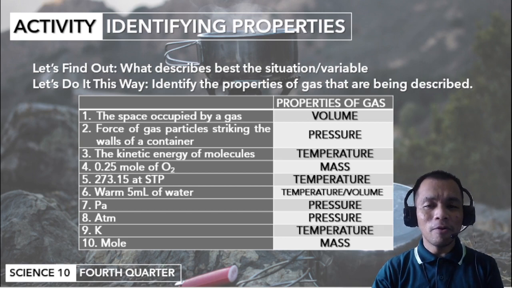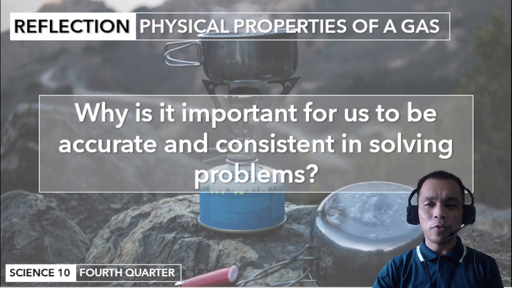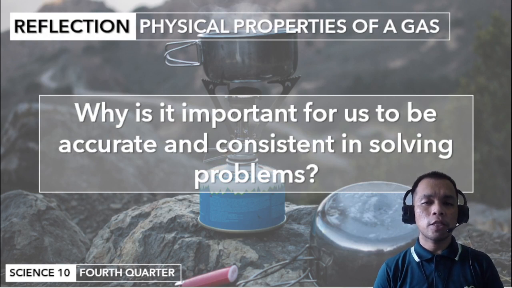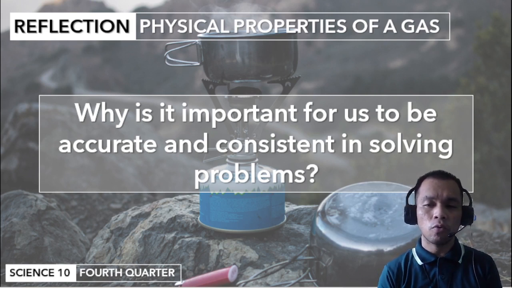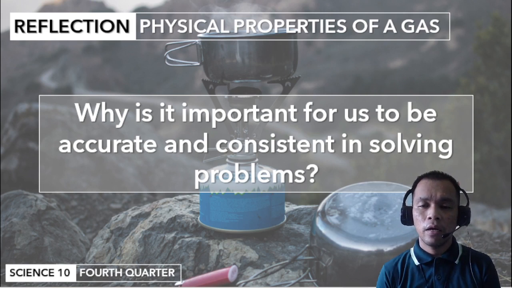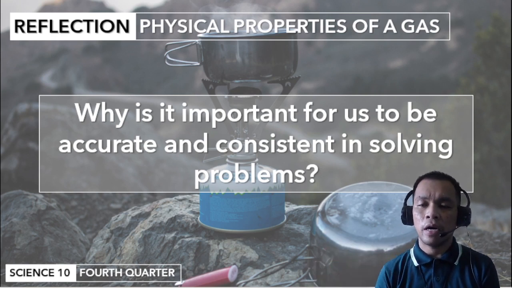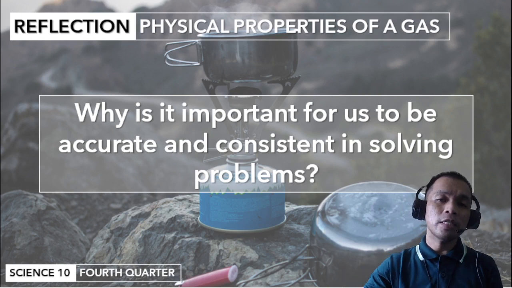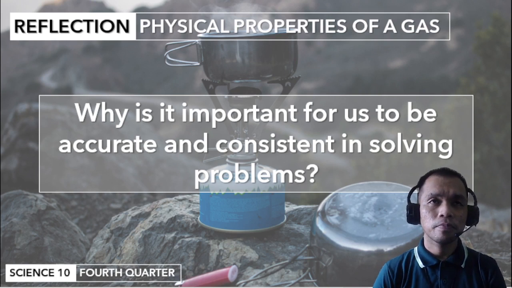Okay. Now, I hope you have learned something. But before we end our discussion this afternoon, let me ask this very important question, especially right now in our situation. Why is it important for us to be accurate and consistent in solving problems? Because in our next lesson, we will try to solve different problems applying Boyle's law and Charles' law, and also applying the relationship between the different properties of a gas. Why is it important for us to be accurate and consistent in solving problems? Anyone?